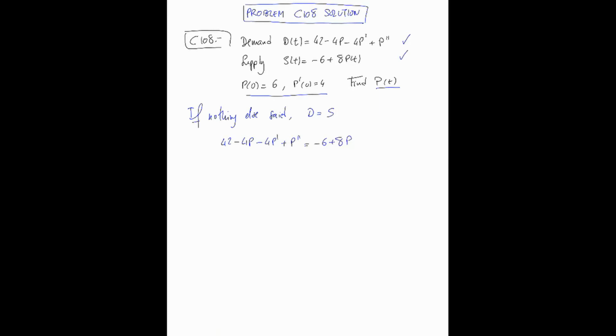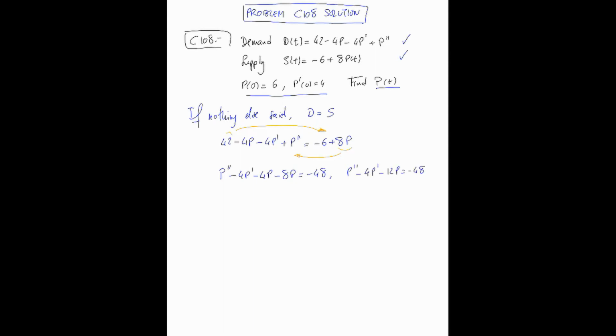Let's move things to different sides, so everything that has p comes to the left. In particular, the 8p comes here and this 42 comes to the other side. All that said, we have p double prime minus 4p prime minus 4p minus 8p equals minus 48, which is p double prime minus 4p prime minus 12p equals minus 48.